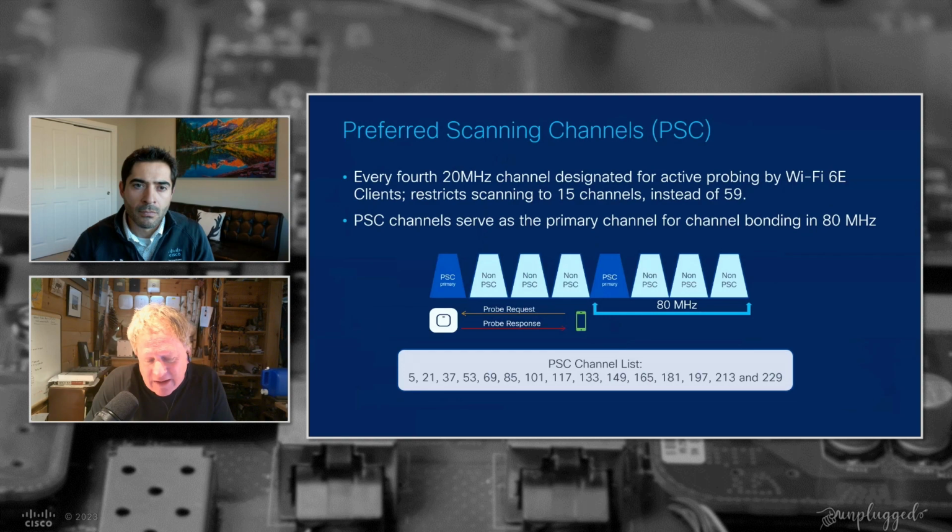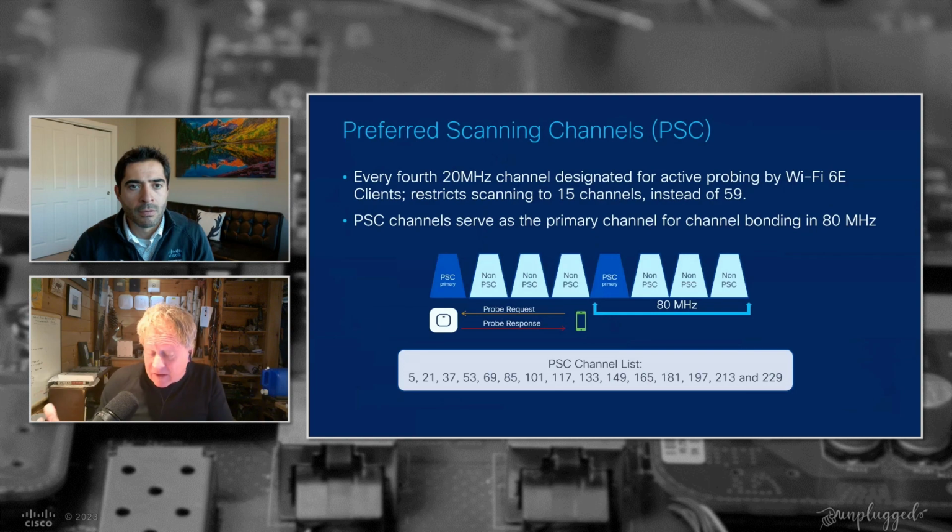Now what you have to think about here is, from a client's perspective, the client is only going to have a list of channels, and it's the PSC channel list that you can see at the bottom of the slide. So it's only going to be probing on those channels. If you've got 80 megahertz in play, which we think most customers are going to use, then there'll be around 14 PSC channels that it has to go out and actively probe.